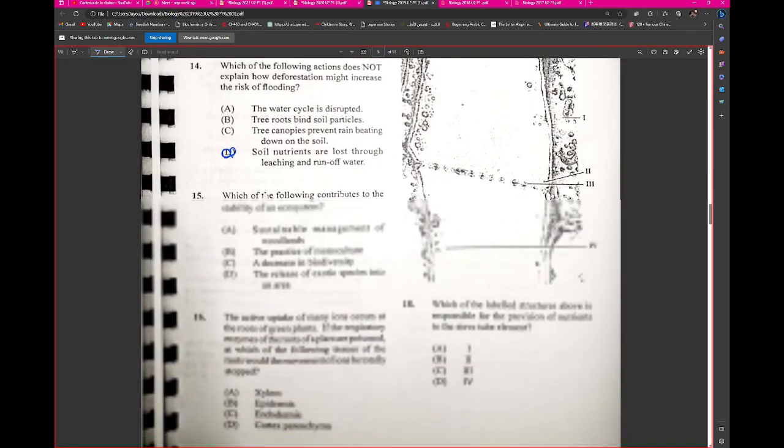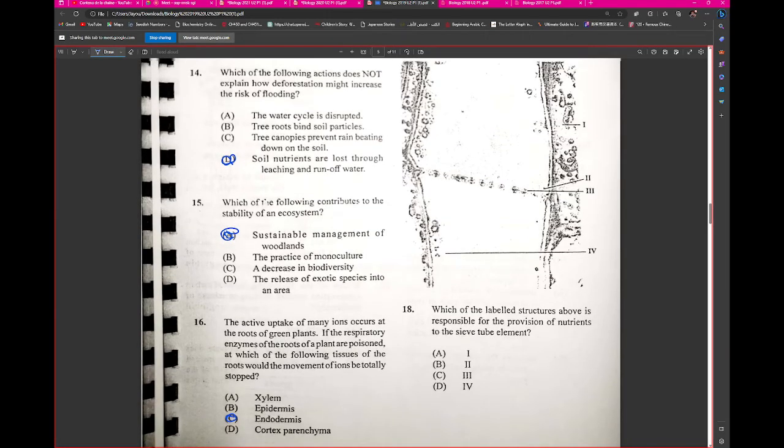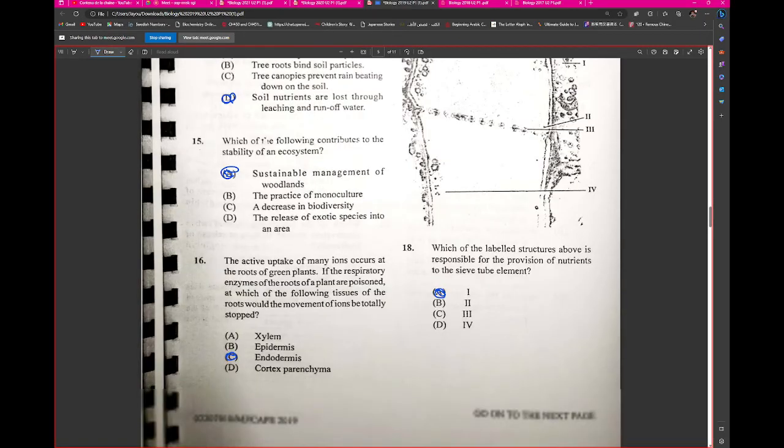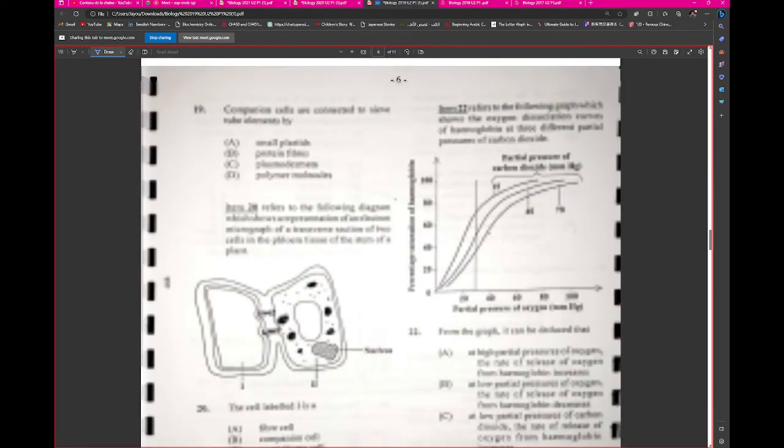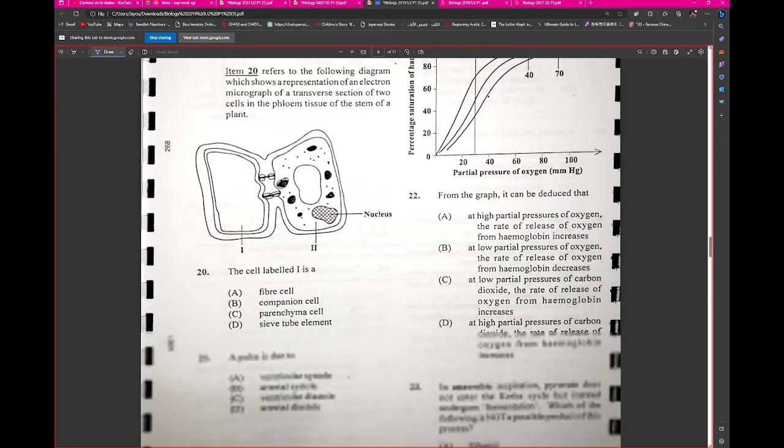Alright. Which of the following structures above represents, okay, so we looked at this already, right? And we said one was the answer. Okay, companion cells are connected to C2 elements via the plasmodesmata, as we should remember, right? Labeled 1 would be the C2 element.